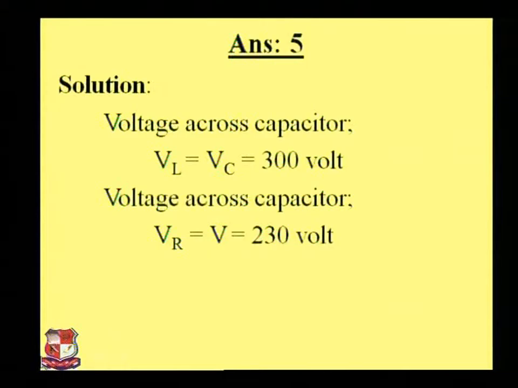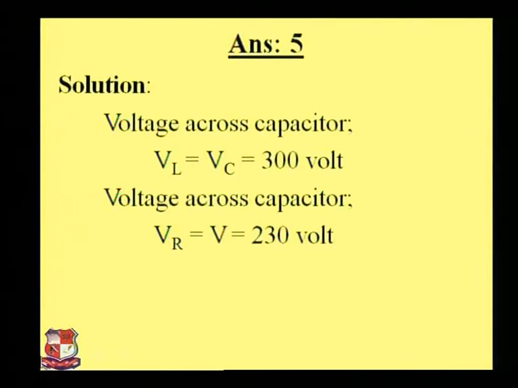So we have to find out the voltage across the capacitor. The voltage across the capacitor: we have VL equals VC, and we have the value of VL equals 300 volts. So that becomes the value of your capacitor voltage. So ultimately you will find that VC equals 300 volts.